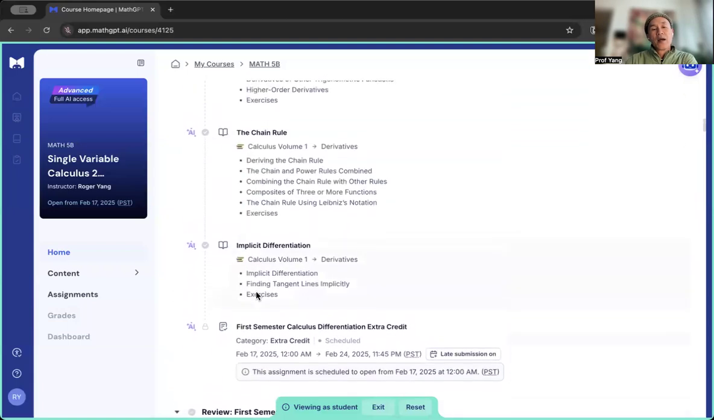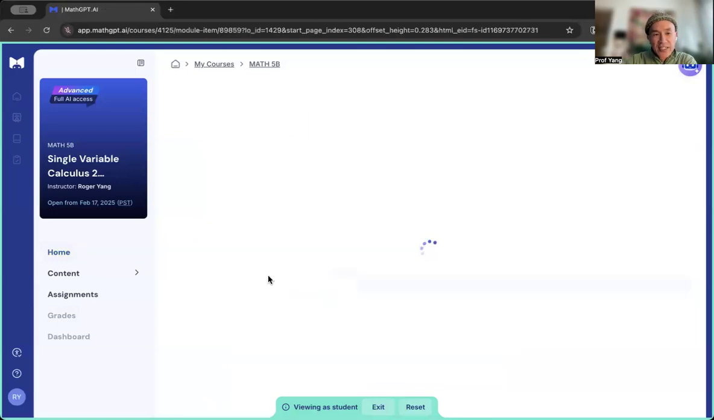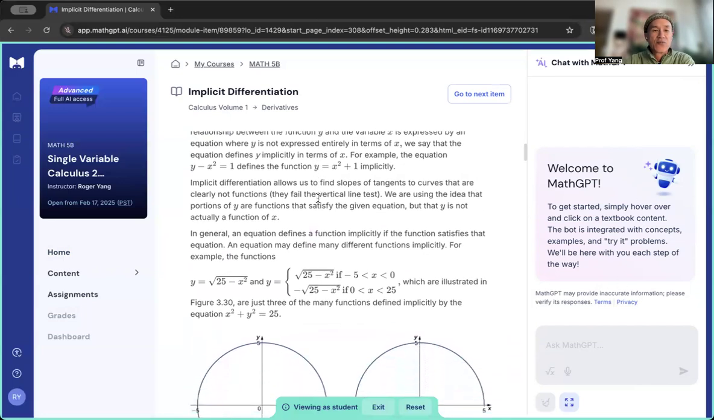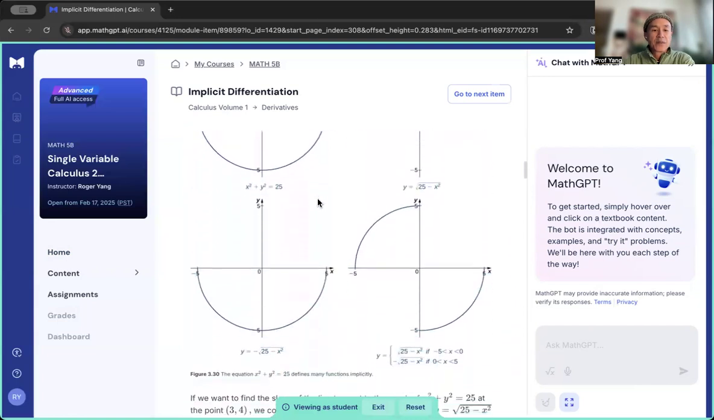I would say that there's two types of ways that you could interact with this. One way is to interact with the content of the textbook. So, for instance, if I were to click on this implicit differentiation section here, what do you notice? You notice that there's this AI chatbot agent on the right. And then on the left here is our online textbook.